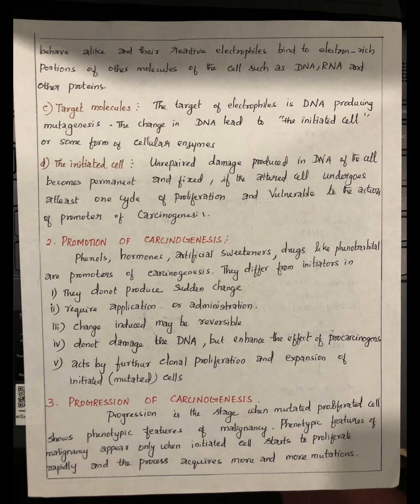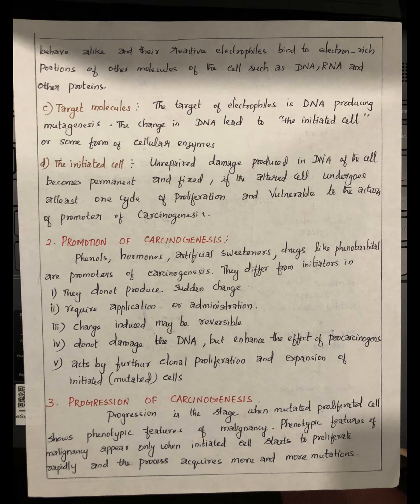Last step is how the cell turns into the initiated cell. The damage produced in DNA of cells is permanent and fixed. The damaged cell is vulnerable to other carcinogen attack. After initiation, the next stage is promotion of carcinogenesis.